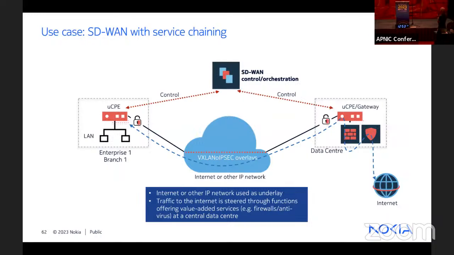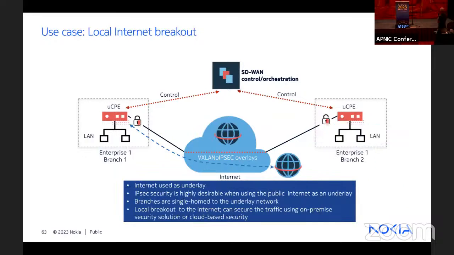So you can send it through a data center where it goes to a firewall and some other services on the way to the internet. Now, local internet breakout, like I said, previously you used to go through a hub site, but if you're using the internet as an underlay, you may as well use that to break out your internet traffic. So what would happen is for your corporate traffic, or traffic that is destined to your corporate subnets, it actually gets encrypted and sent over this overlay.